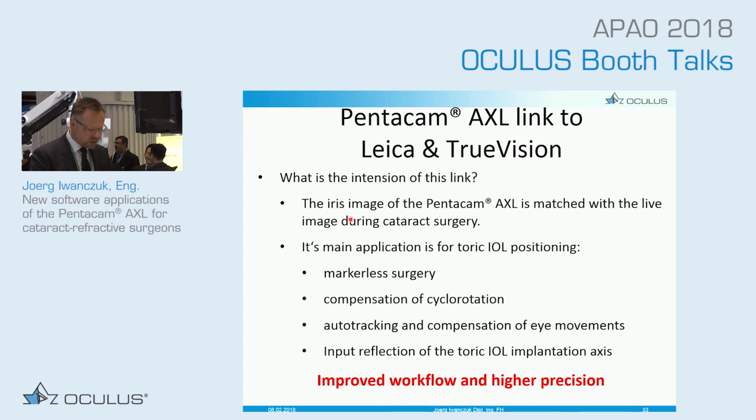And we can also have a guide during surgery because the angle for the toric IOL, the axis, the line is mirrored into the microscope to the oculars. So the surgeon sees exactly how to orientate the IOL. And also when the patient is moving during surgery, the system is tracking the motions, the eye motions. Then we improve the workflow and have a higher precision.